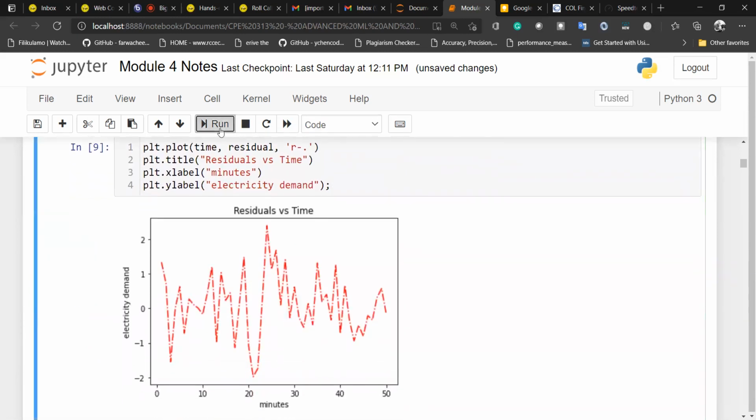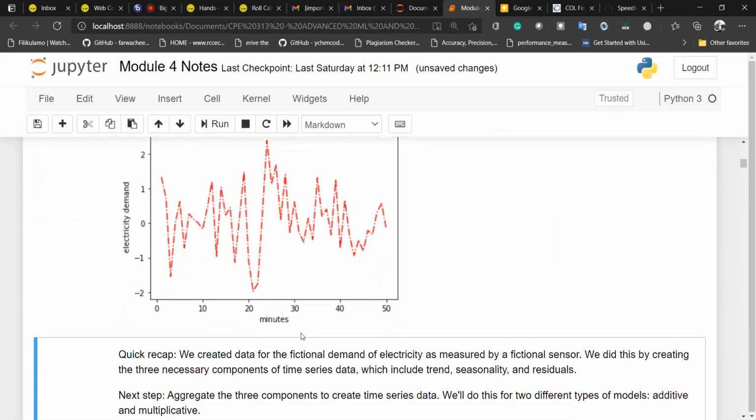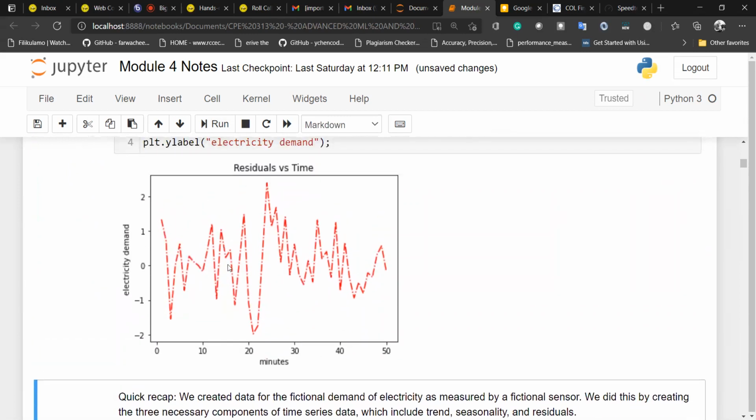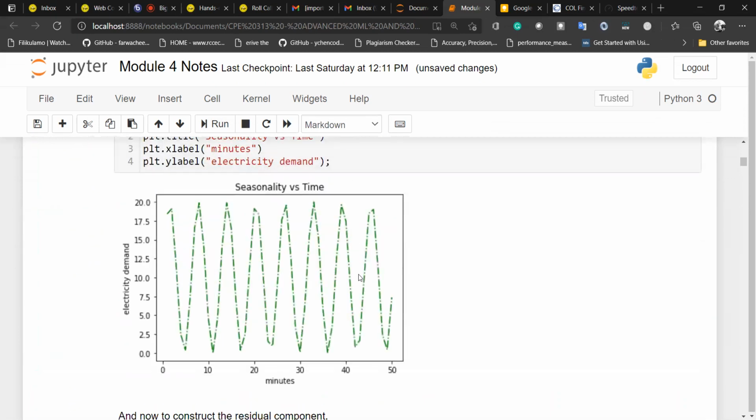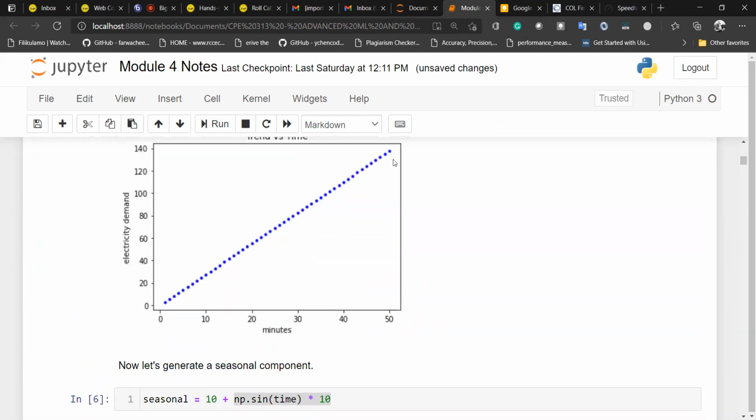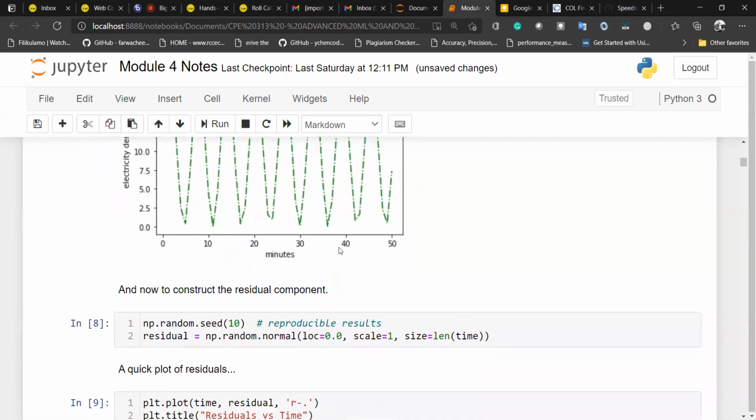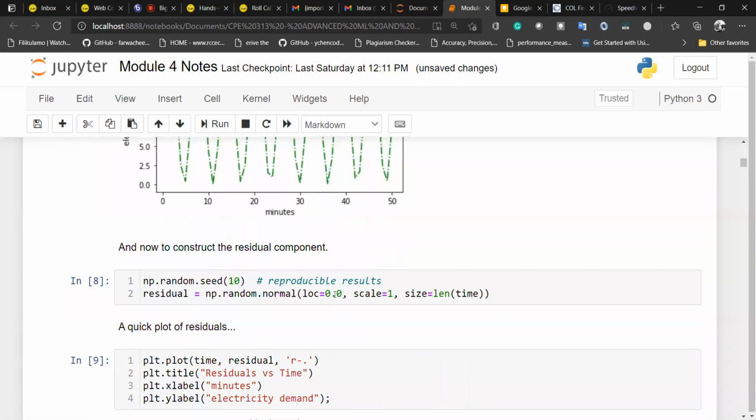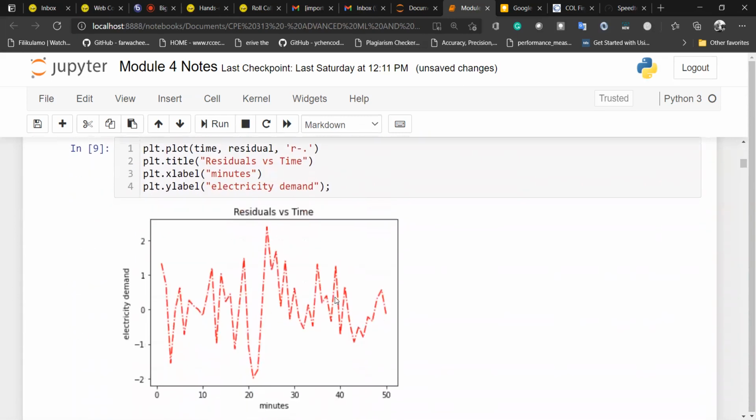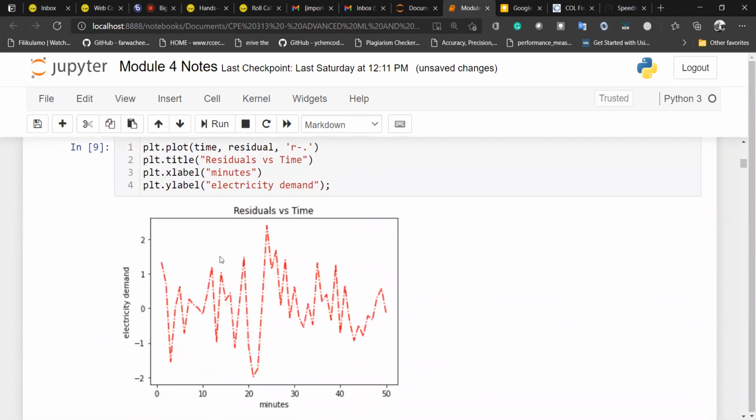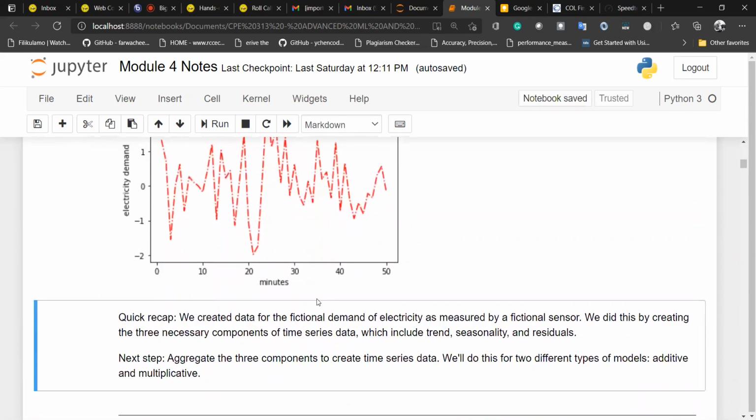So nakita natin yung plot ng residual ng electricity demands in terms of residuals versus the time. Okay, you can see here the difference between the three, no? So this is the upward trend using the trend, and this is the seasonality, basically from our example, generated fictional time series, and then we have the residuals now, which is equal to this image that you can see.